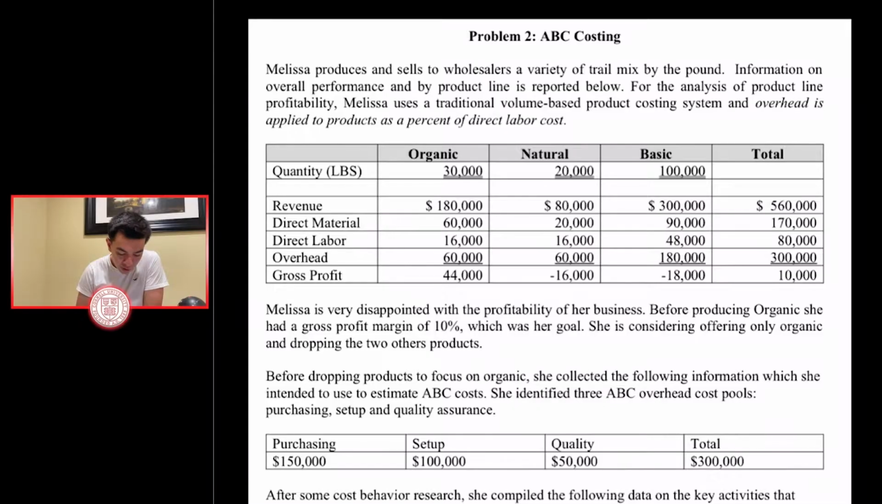ABC costing is one of those questions. It's a home run question where you can get 25 out of 25, and it should be able to boost your exam grade compared to others, right? So for this question, this is from the practice prelim.